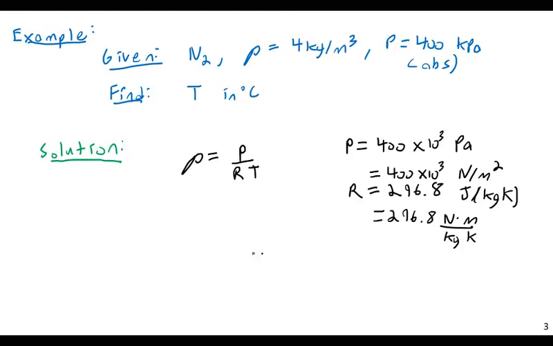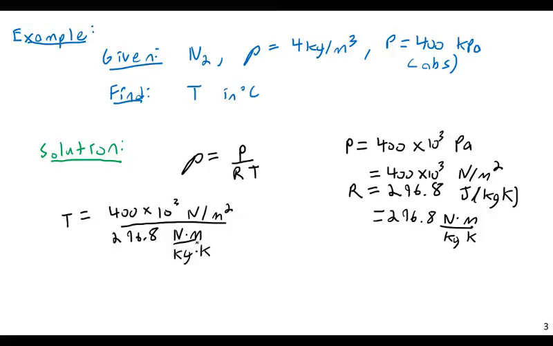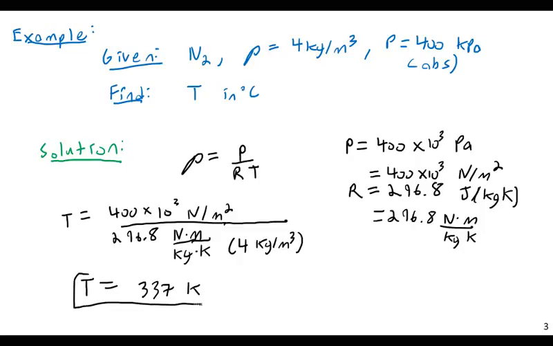Like so. And then I just solve this equation for T. It's fairly straightforward. T is 400 times 10 to the third Newton per meter squared over 296.8 Newton meter per kilogram Kelvin, times 4 kilograms per cubic meter. And this then comes to 337 Kelvin. And of course, if you remember from our chemistry class days, we do not put a degree sign on Kelvin, because it's not a degree, it's just Kelvin. Named after good old Lord Kelvin back in the 19th century. So lovely. All right, any questions on that?